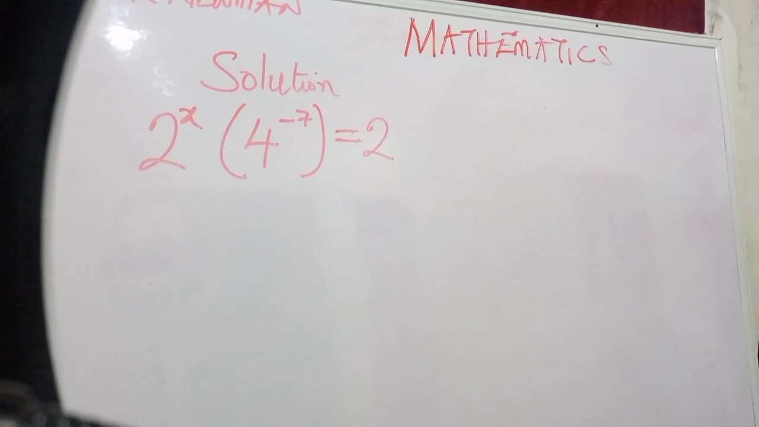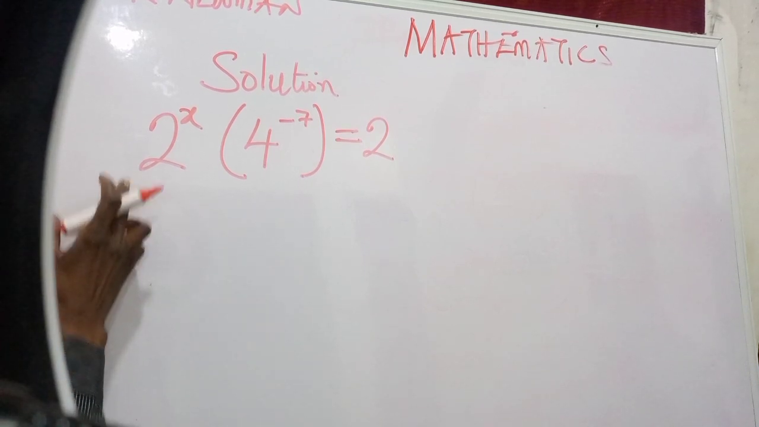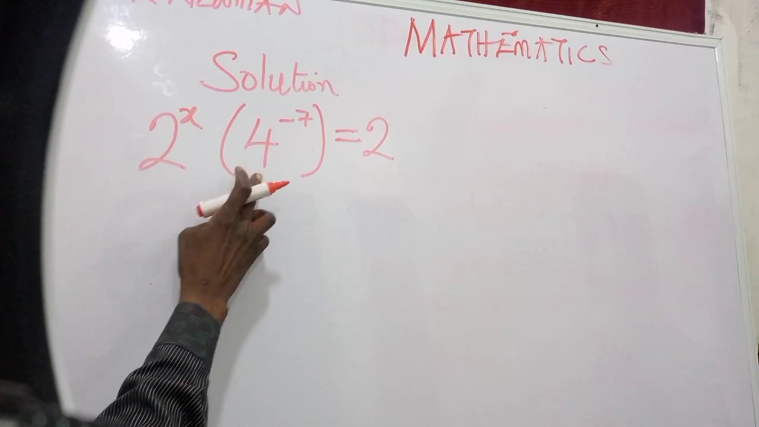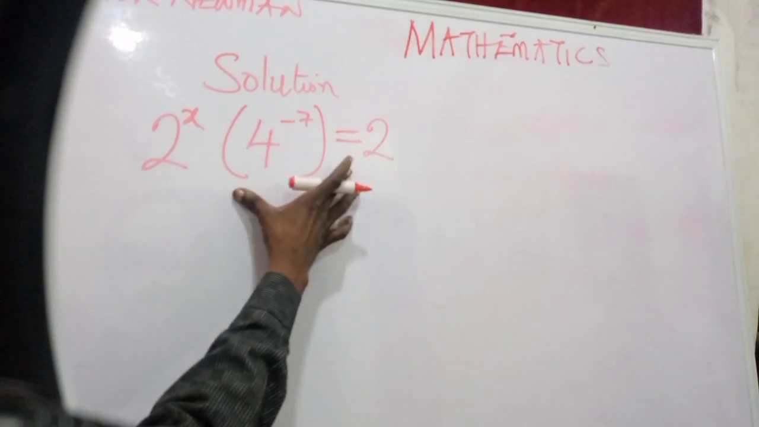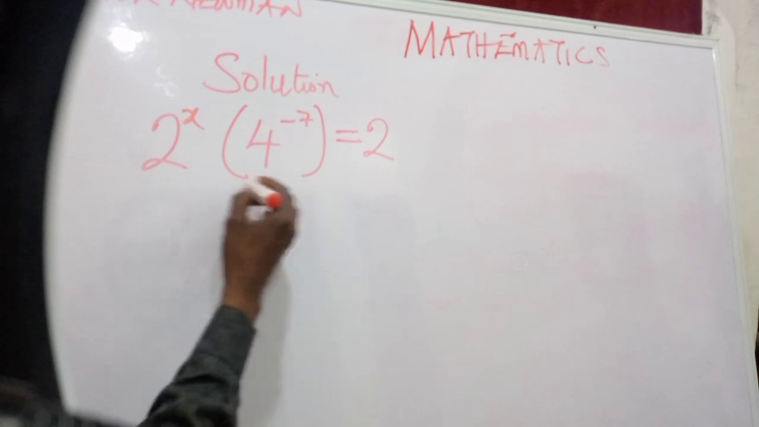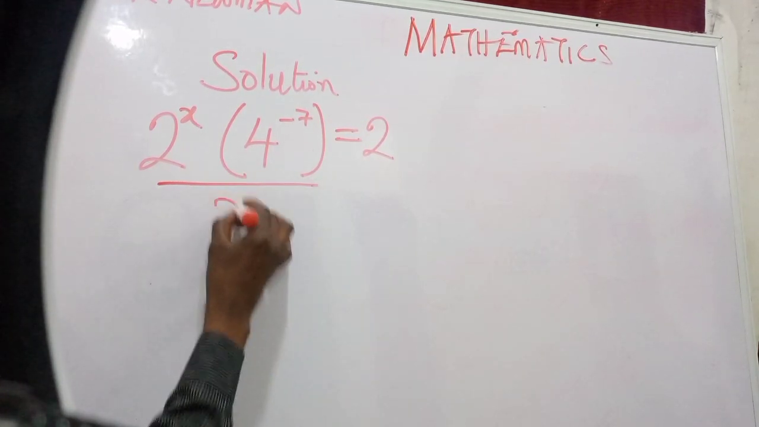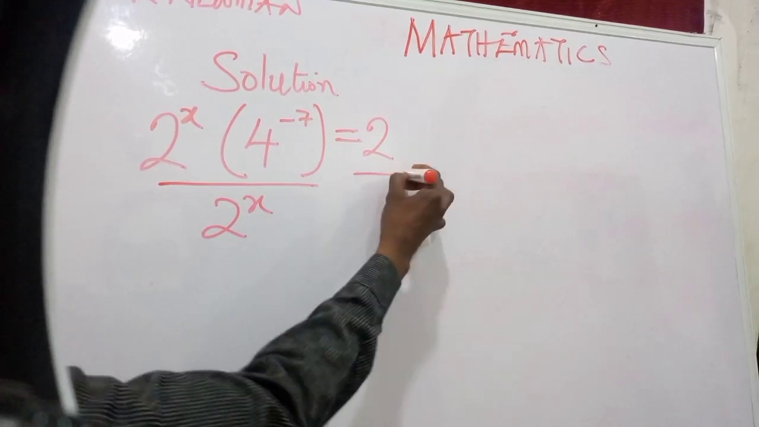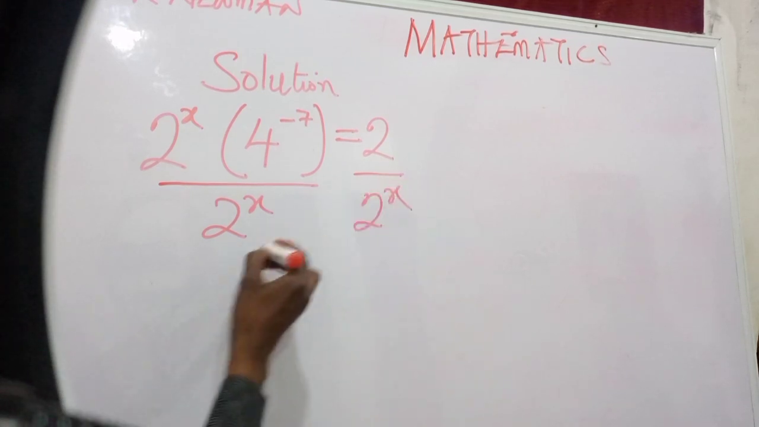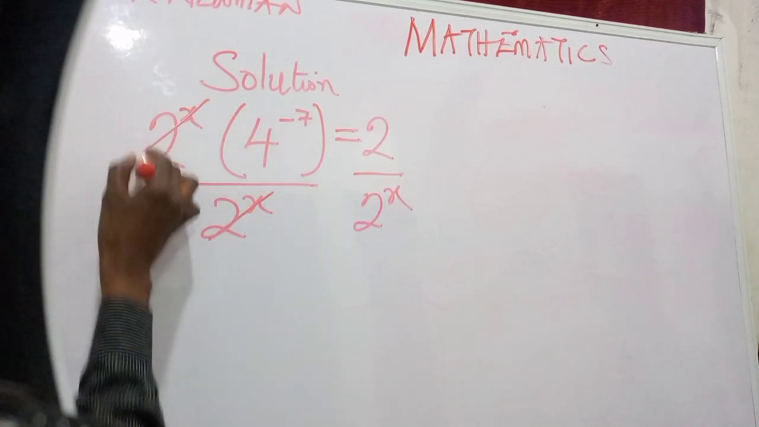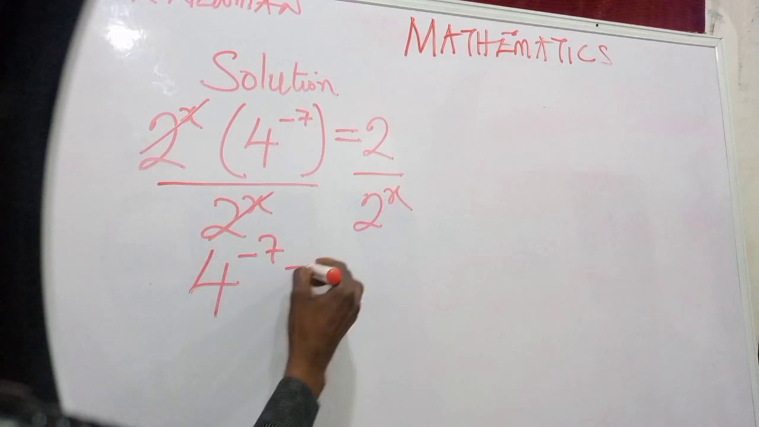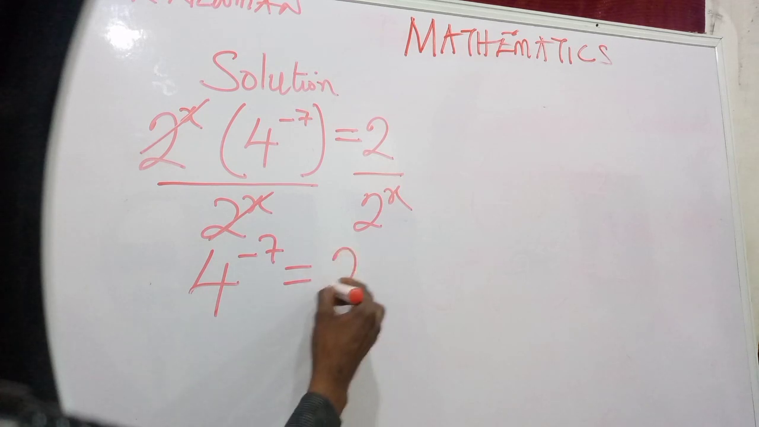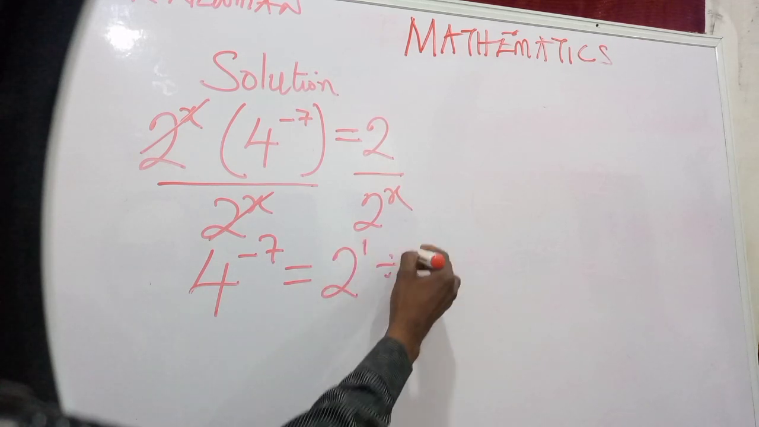You are welcome to class. So now let's solve this problem. What we have here is 2 raised power x, 4 raised power minus 7 equal to 2. This is equation 1 from the question given. What you can do here is divide both sides by 2 raised power x. You can see this can cancel out this, so we are left with 4 raised power minus 7 equal to 2 raised power 1 divided by 2 raised power x.